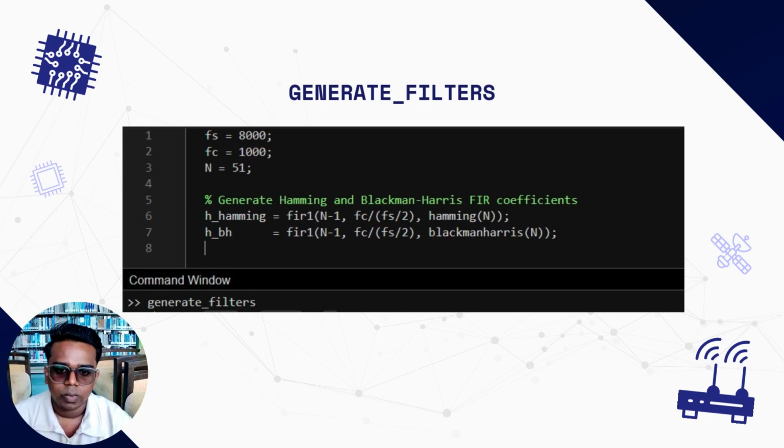This is the code to generate the filter. If we do not use this, the output of the Hamming and Blackman-Harris windows will not be accurate. This is the code that we use: the sampling frequency is 8000, the cutoff frequency is 1000, and N equals 51. So as you can see, this is the code for generating the filters.